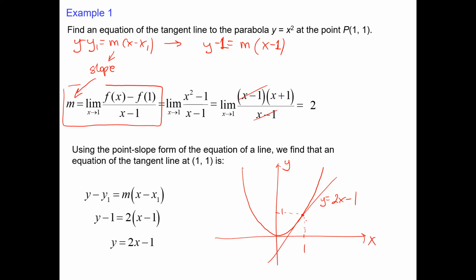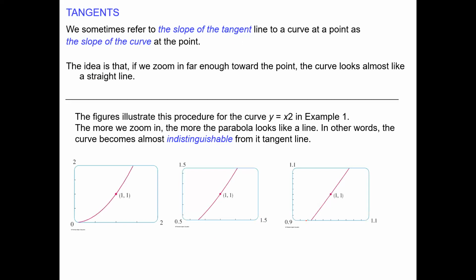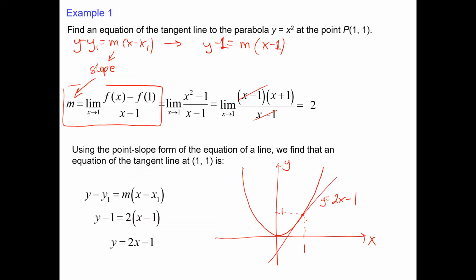Standard question. A couple of notes. We did find the slope of the tangent line, for instance this one. But based on the meaning of the tangent line and the curve at the point, intersecting is not a good verb, but when we go really close, when we zoom in, we know that they are almost indistinguishable.